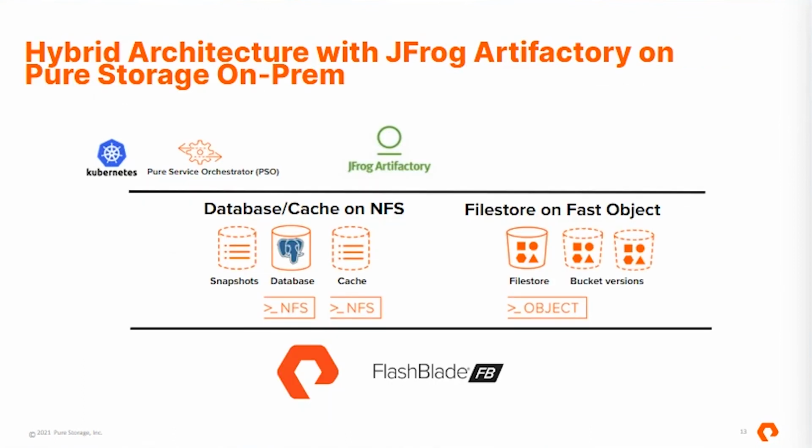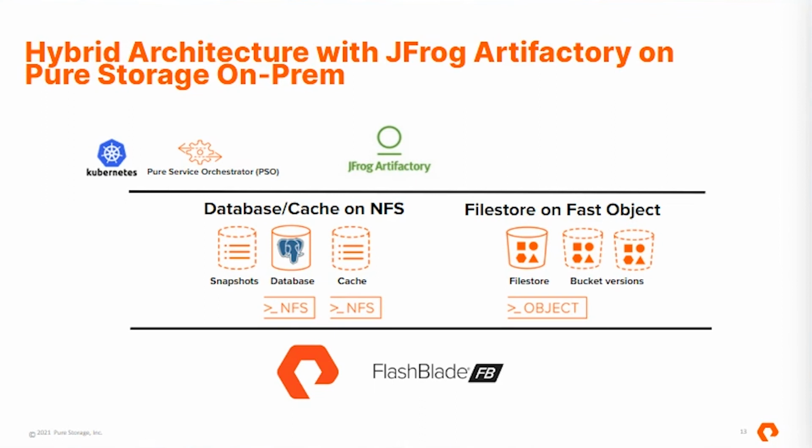So let's look into the architecture that we validated, irrespective of running Artifactory on a bare metal VM or Kubernetes environment. The way we designed this is, because FlashBlade, as I said, is multi-protocol, that means we support files and objects. We designed the database component of Artifactory to sit over NFS, and I'll tell you why. And then we put the entire file store on object.